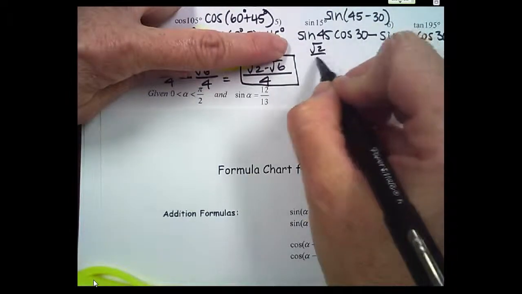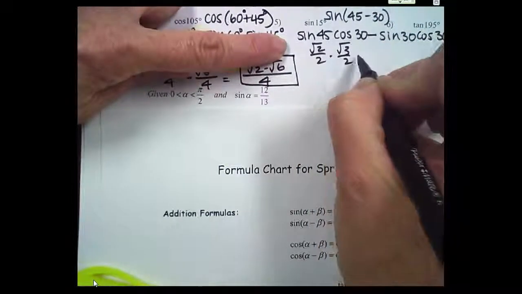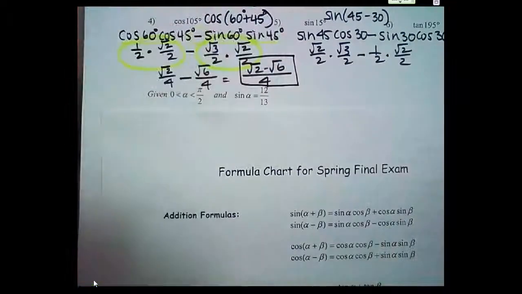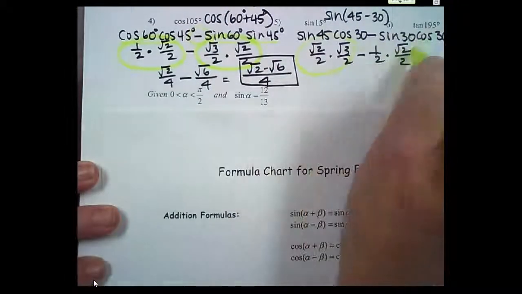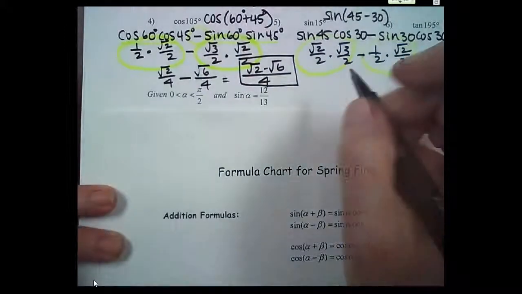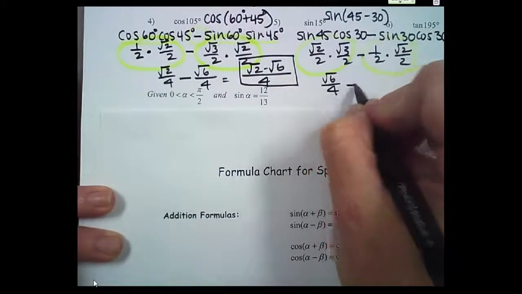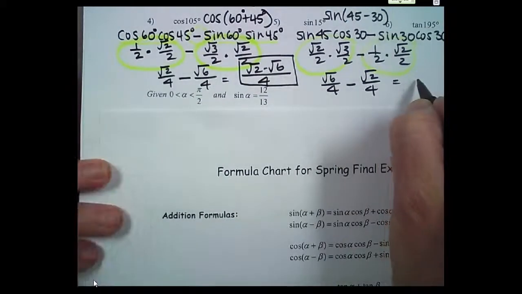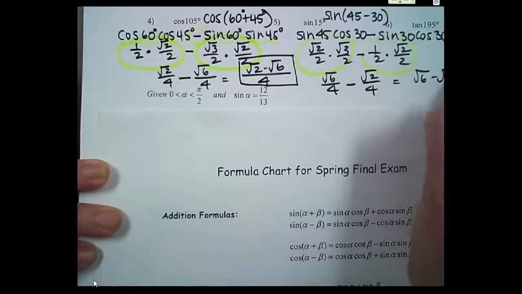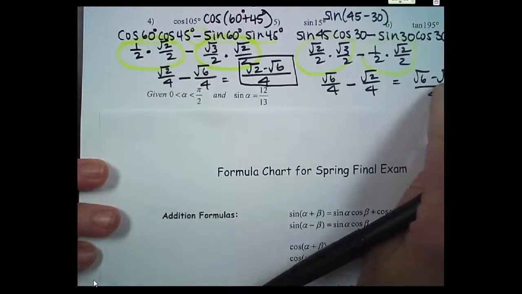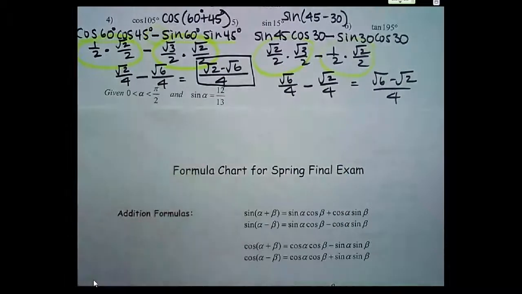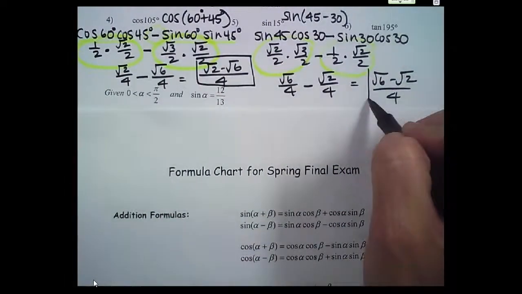Root 2 over 2 times root 3 over 2 minus 1/2 times root 2 over 2. Remember to do this part first. So you end up with root 6 over 4 minus root 2 over 4. Final answer being root 6 minus root 2 all over 4. Now, if you wrote minus root 2 plus root 6 over 4, that's the same exact answer. Okay, it's not incorrect.